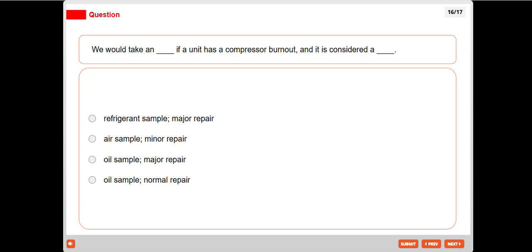If a unit has a compressor burnout, we would take an oil sample, and it is considered a major repair.